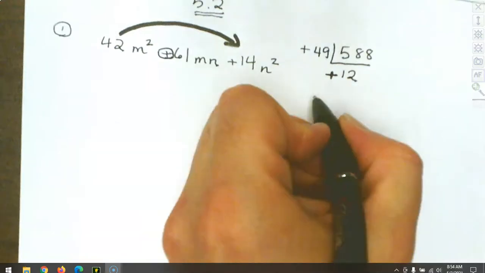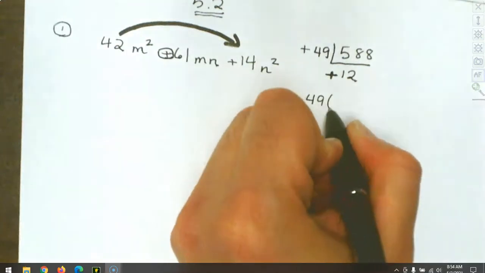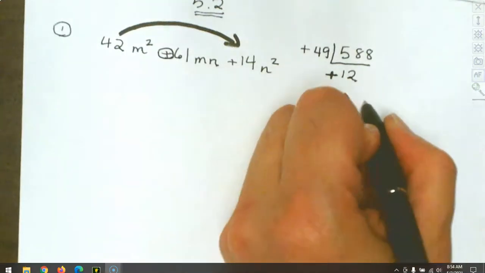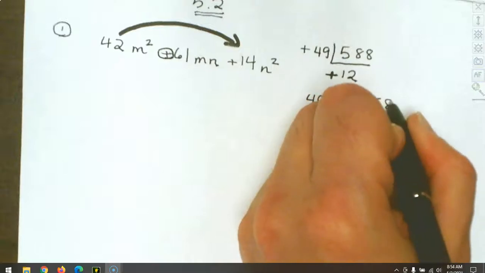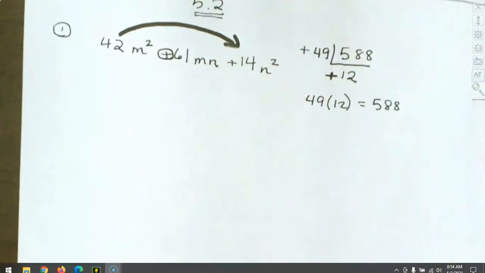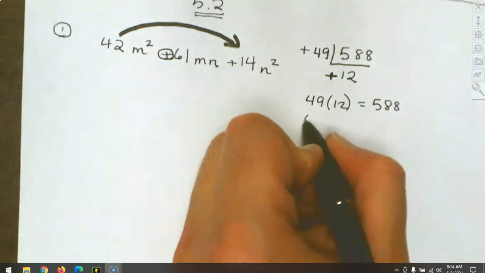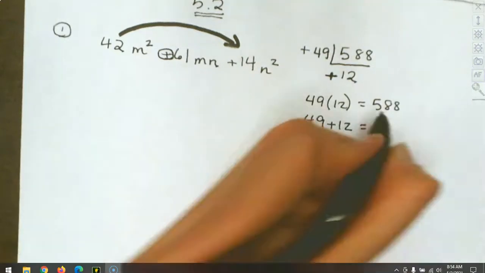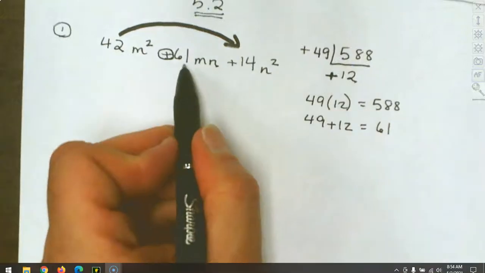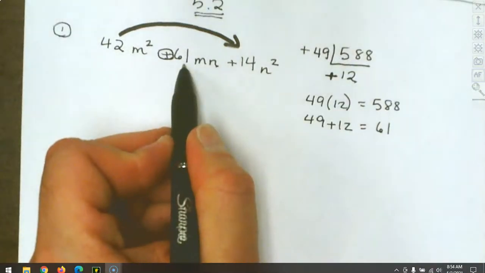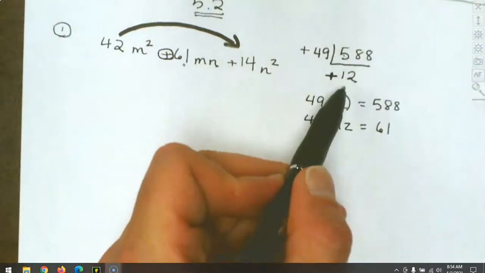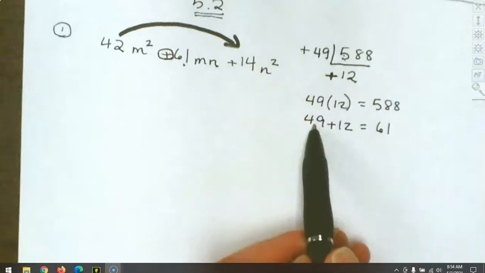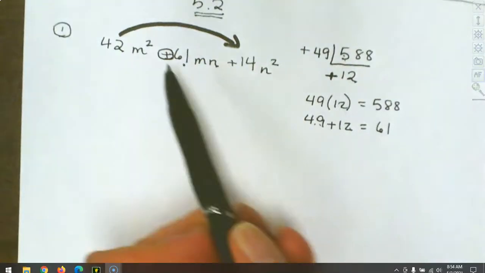And how do we check that? Well, 49 times 12, what is that? 49 times 12 is 588, which is the number in the box. 49 plus 12, what is that? 61. And that's the number in the middle. So they multiply together to give you the number in the box. Add or subtract to give you the number in the middle.